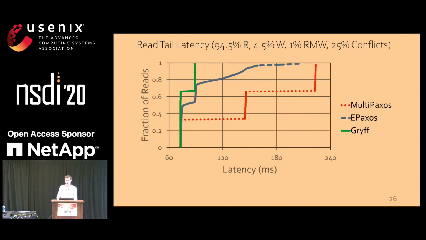Gryff's shared register read protocol allows reads to complete in a single wide area round trip from any replica to the nearest majority when all replicas in the majority contain the same state. Furthermore, this allows Gryff to achieve lower read tail latency relative to the baselines.